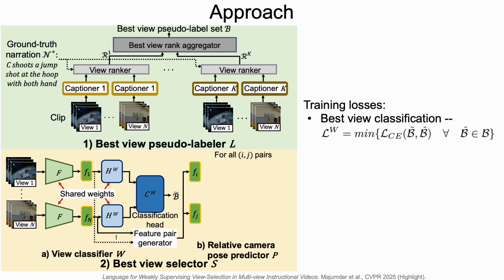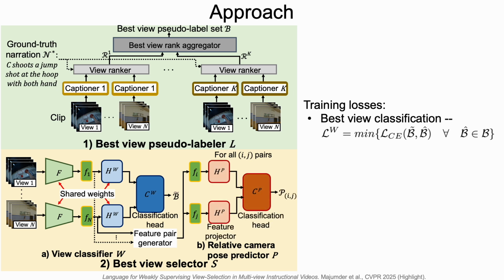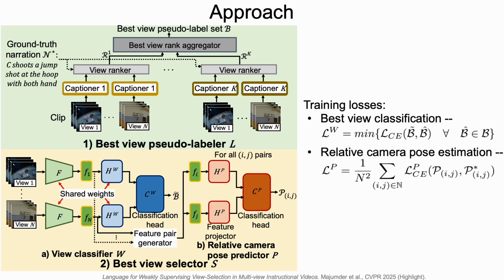Our pose predictor takes the fine-grained visual features for each possible pair of views as inputs and predicts the relative camera pose between the views in the pair. We train the pose predictor using an average cross-entropy loss between the predicted and the ground truth relative camera pose, where the average is computed across all view pairs. The rationale behind having the pose predictor is the following. Since the captioners in our pseudo-labeler are trained to predict the same view-agnostic narration, it can sometimes lead to a lot of views being pseudo-labeled as the best view, even though that is not the case. This could lead to the collapse of our view selector's features. The pose predictor prevents this collapse by increasing the view dependence of our features and improves generalization to novel instances.